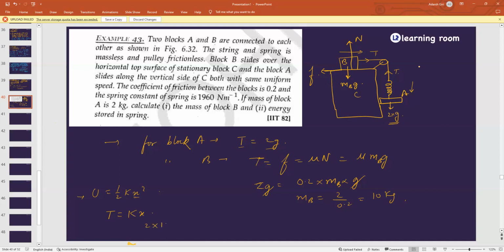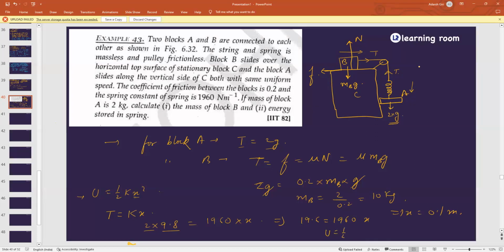If you take g as 10, then what is the value of k? See here, in this question the k value is 1960. So you should understand from here that taking g as 9.8 will be better, because that will be easily cancelable. So 2 into 9.8 is 19.6, and 19.6 is 1960 into x. So x will be 0.1 meters. Yes or no?